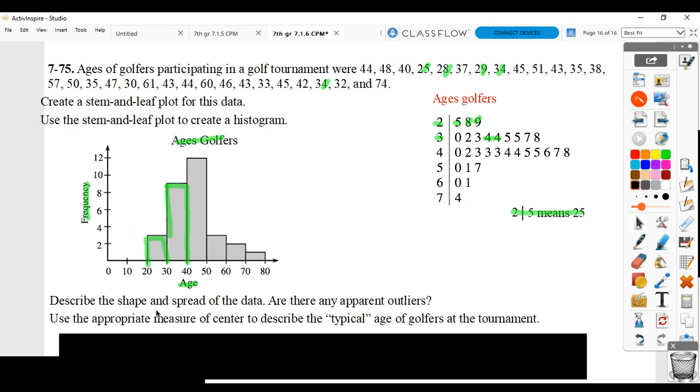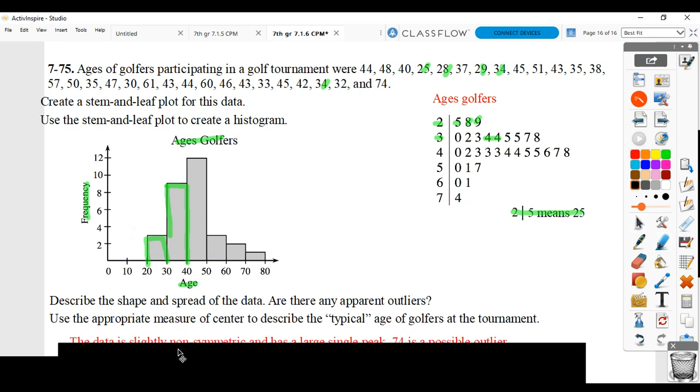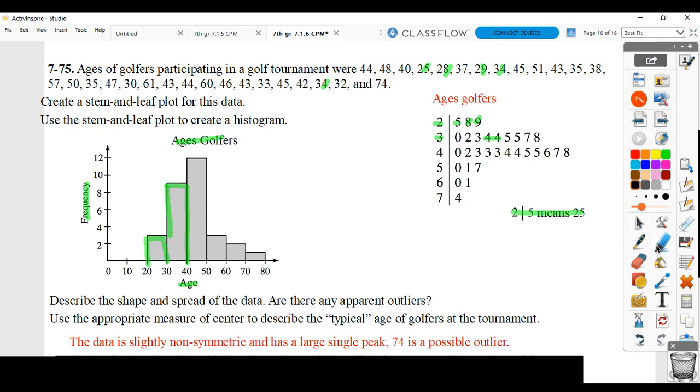Then they want you to describe the shape and the spread. So the shape and the spread have to do with, is there symmetry or not? Is it single peaked? Is it double peaked? Is the data very spread out? So what they say is it's mostly non-symmetrical.